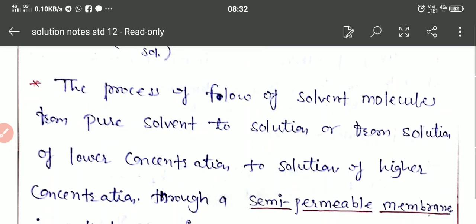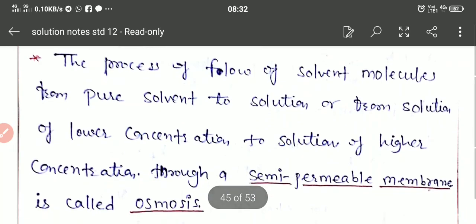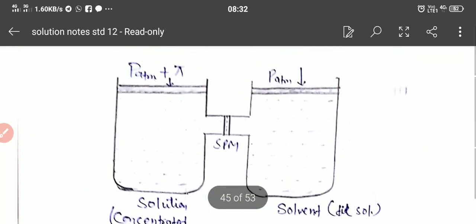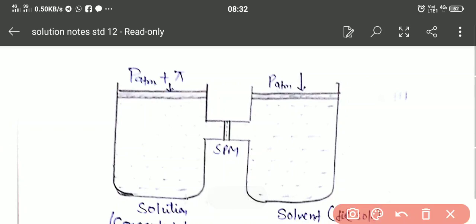The process of flow of solvent molecules from solvent to solution, or from a solution of lower concentration to a solution of higher concentration, through a semi-permeable membrane is called osmosis. So first we learn osmosis. So what is osmosis? See here, it is pure solvent. Here it is solution. Okay.